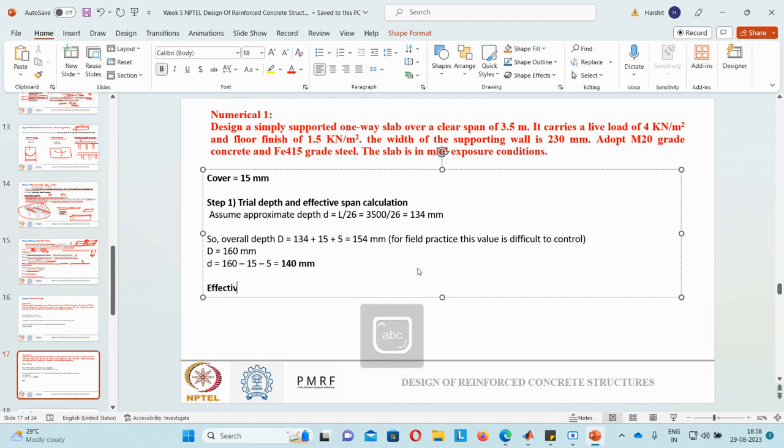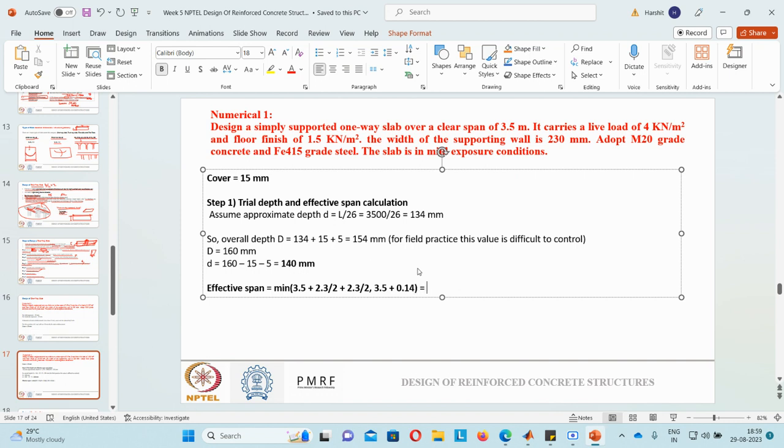Second is effective span. So effective span will be nothing but the minimum of clear span 3.5 meter plus the center to center distance between the supports. So it is nothing but clear span plus half of the length of the support on one side, half of the length of the support on the other side. So this is center to center distance between the supports, or clear span plus effective depth.